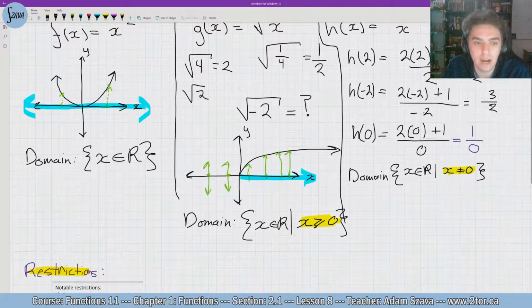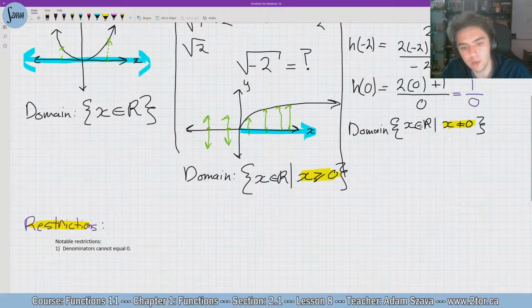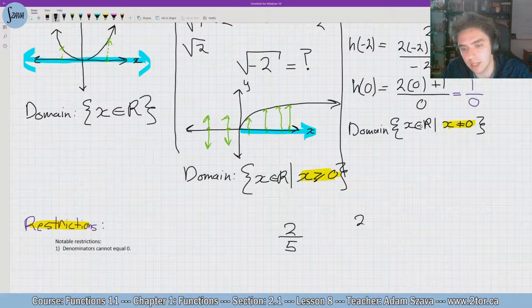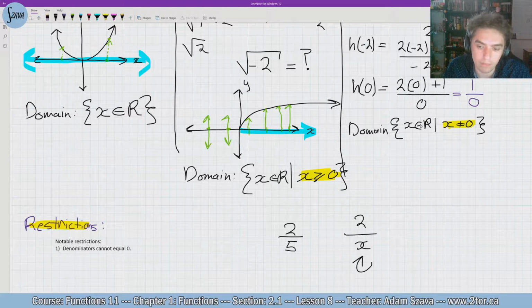So whenever you see a fraction, there's always a restriction that the denominator cannot be 0. You usually don't have to worry about this, right? Because if you see 2/5, you don't even have to think about the fact that the denominator is not 0, because the denominator is 5. But if you have something like 2 over x, x can be any number, except 0.